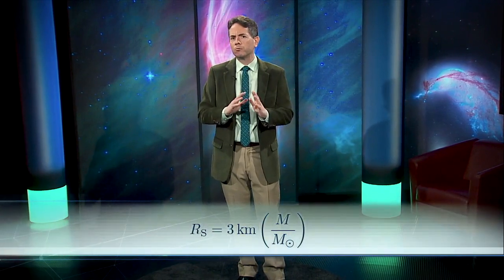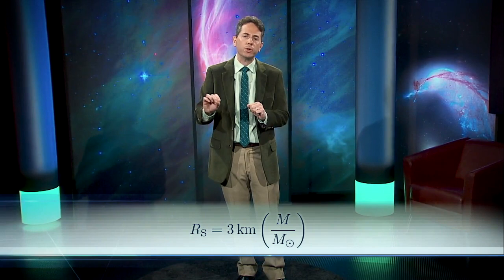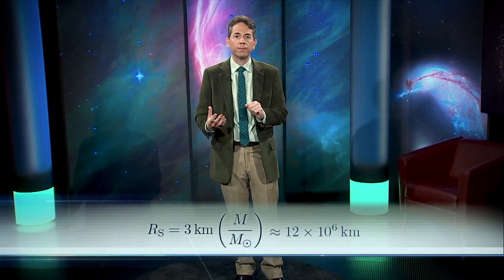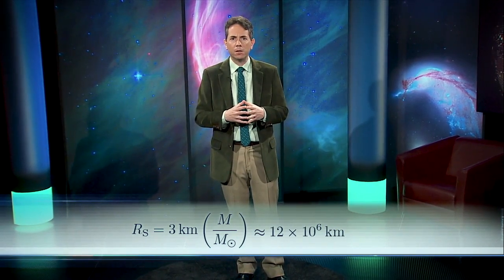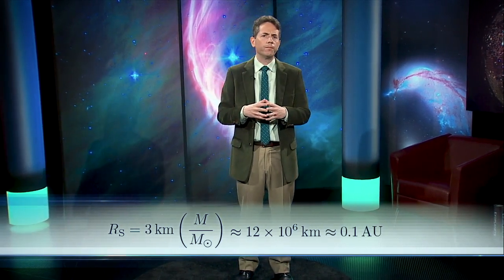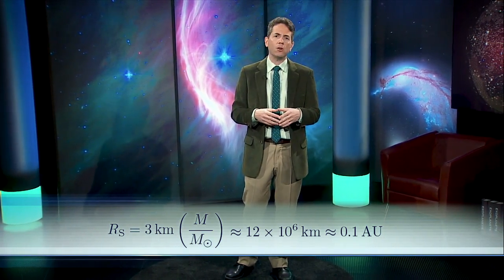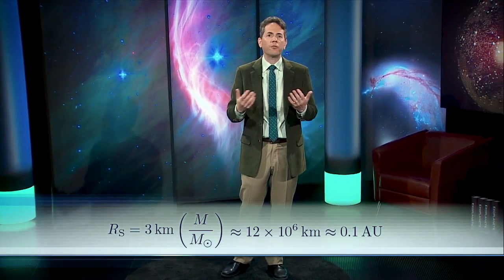How close are those stars getting to the Schwarzschild radius? Are they in danger of falling in? Let's see. The Schwarzschild radius is 3 kilometers times M over M sun, which in this case is 3 kilometers times 4 million. That's 12 million kilometers, which might sound big, but it's only about 1/10 of an AU. The orbit of our friend S0-2 has a minimum distance of 100 AU, so it's perfectly safe.